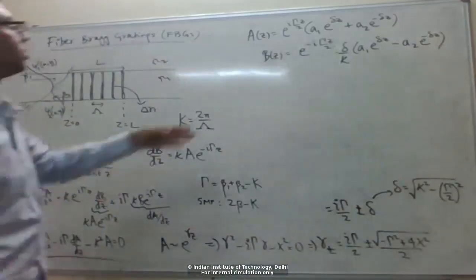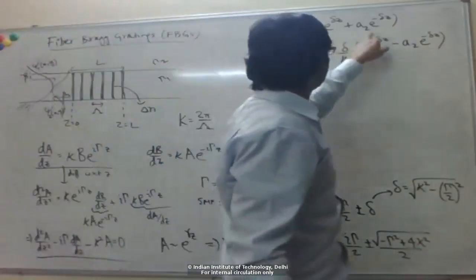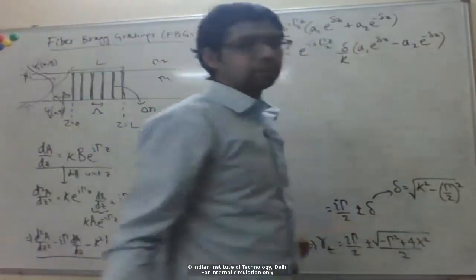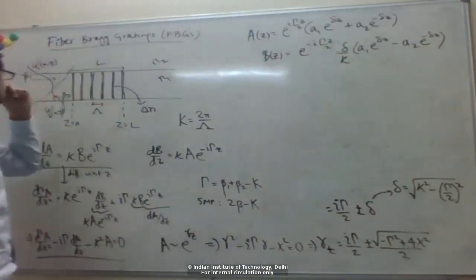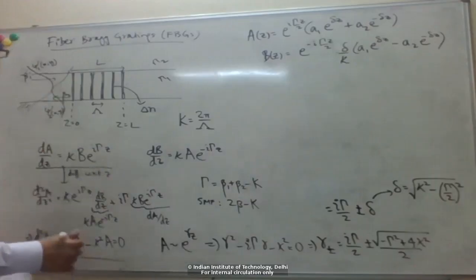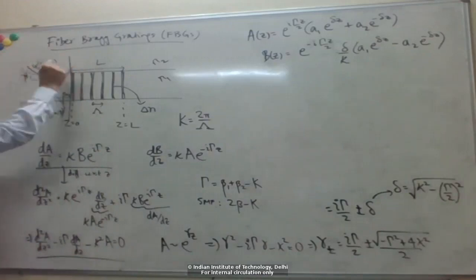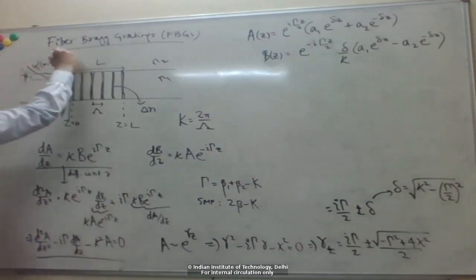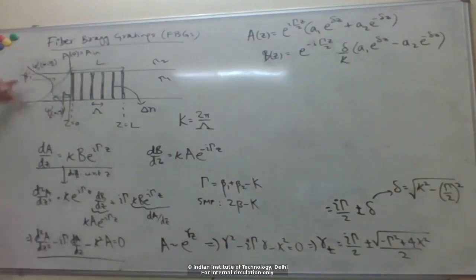Okay, so we now have expressions for A and B, where A1 and A2 are two unknown constants which we can determine from the boundary conditions. So typically, what are the boundary conditions? We have an input wave coming in from here. So A at 0 will be some input amplitude, which depends on the power that we launch.